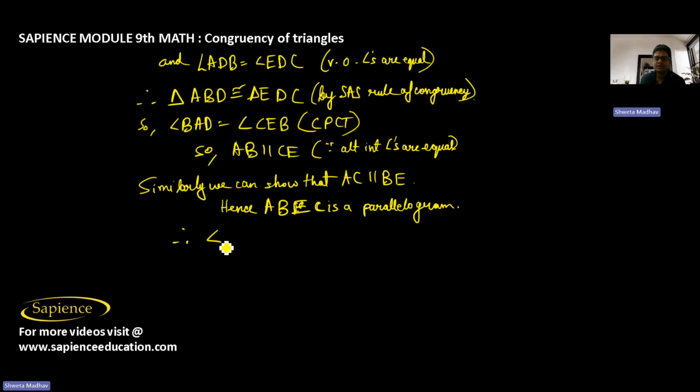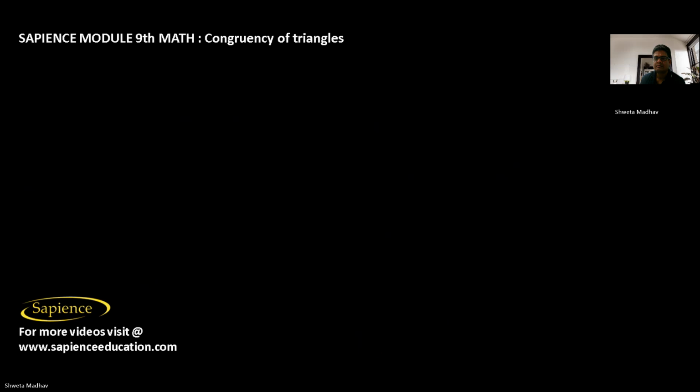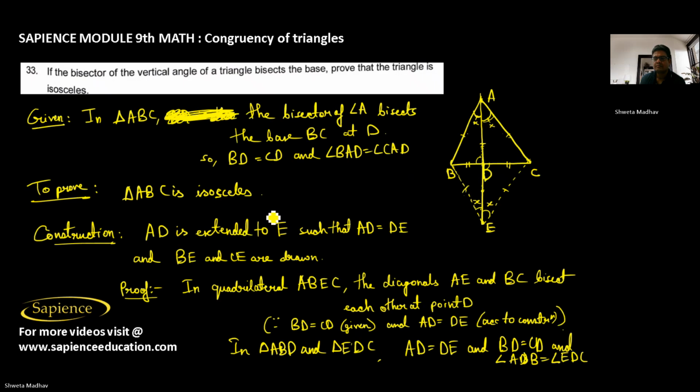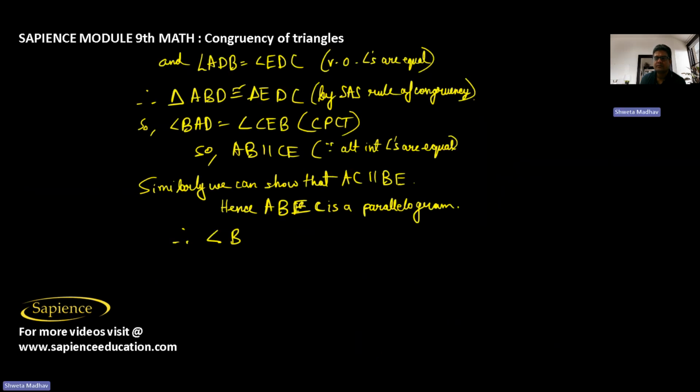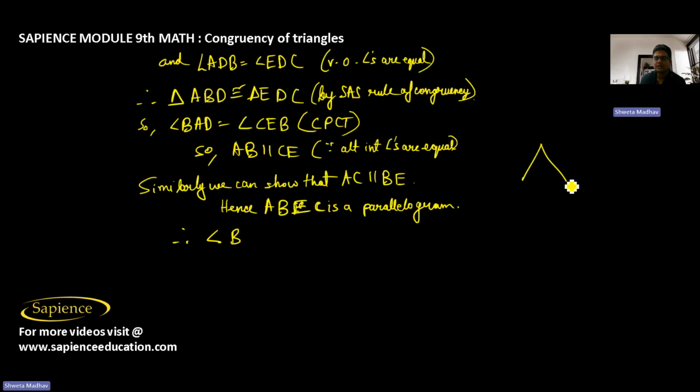So I can say that, so angle E, you can draw the figure here again. Plus A, B, C, D, E. So these two angles are equal, and these two angles will be also equal. So I can say that these two are equal.